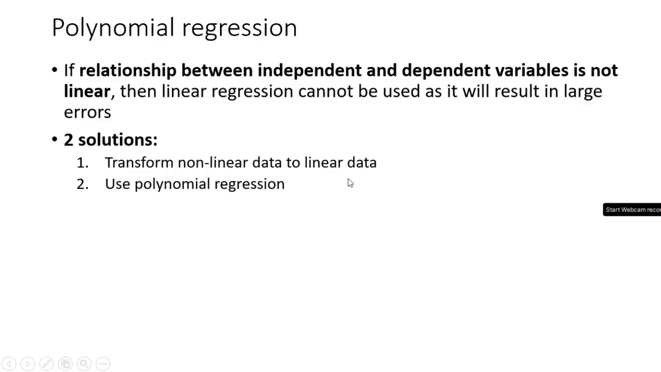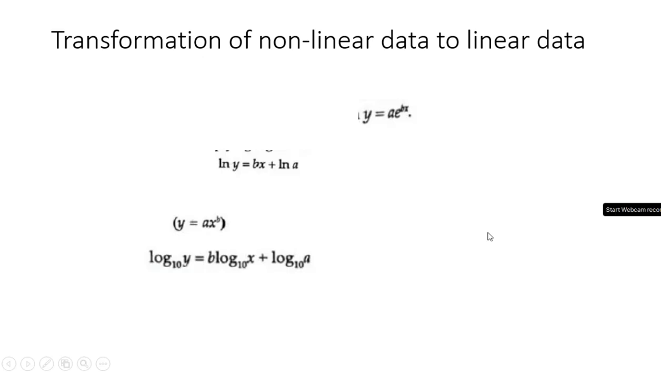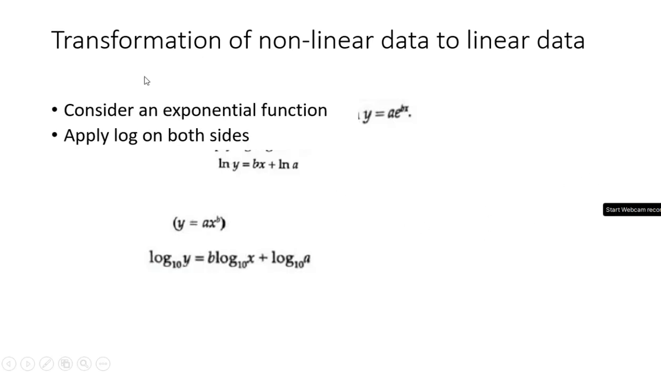So how do you solve problems with respect to polynomial regression? There are two kinds of solution. Either you transform your non-linear data to linear data, that is one solution, or you go for your polynomial regression method. So let's see how we can do the first one. How can we transform non-linear data to linear data? Suppose I have non-linear data represented in the form of an exponent, y is equal to a e to the power of bx. So let's say this is the equation that I have.